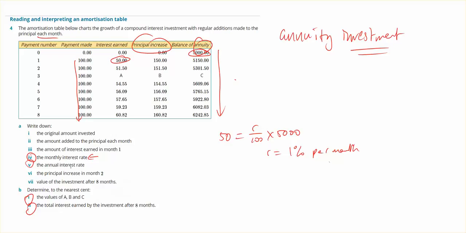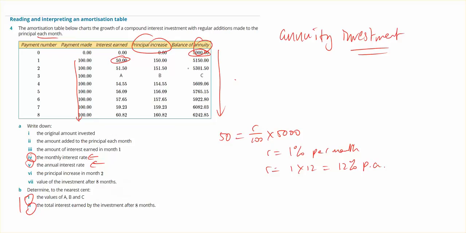Now, it asks us for our annual interest rate. This is monthly. Annually, R would be 1 times 12, which is 12% per annum. Okay, so that's part 4 and part 5 done. Now, we want to work out what the values of A, B, and C are for part B 1 and 2. So for B part 1, the value of A is the interest earned.